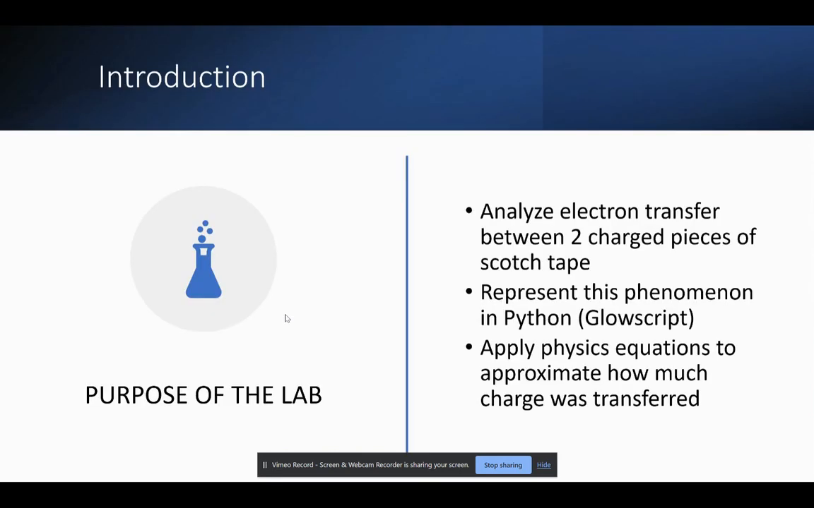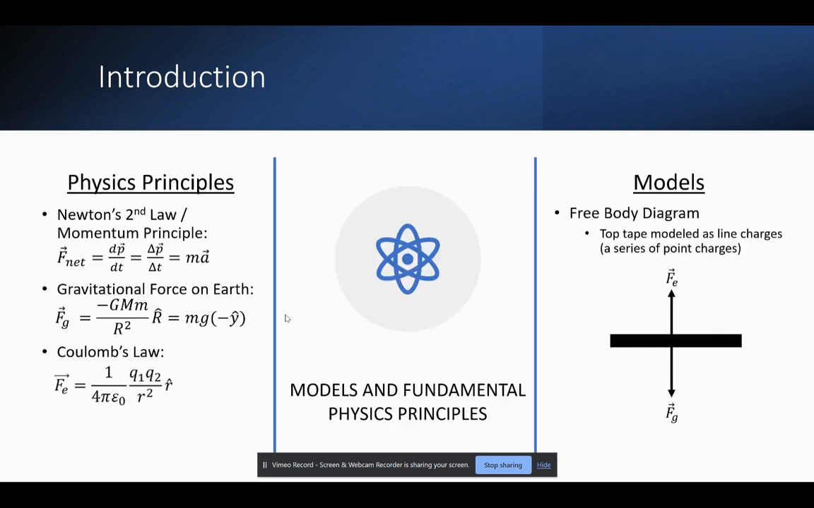Introduction. The purpose of this lab was to analyze electron transfer between two charged pieces of Scotch tape, to present this phenomenon in Python GlowScript, and to apply physics equations to approximate how much charge was transferred between the two tapes. The physics principles used in this lab include Newton's second law, or the momentum principle, the gravitational force on Earth, and Coulomb's law, the equations for which are listed on the left-hand side.